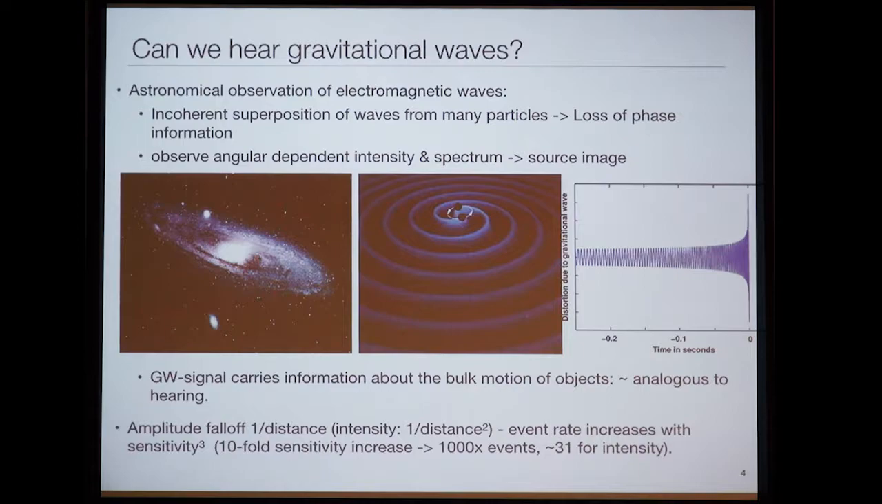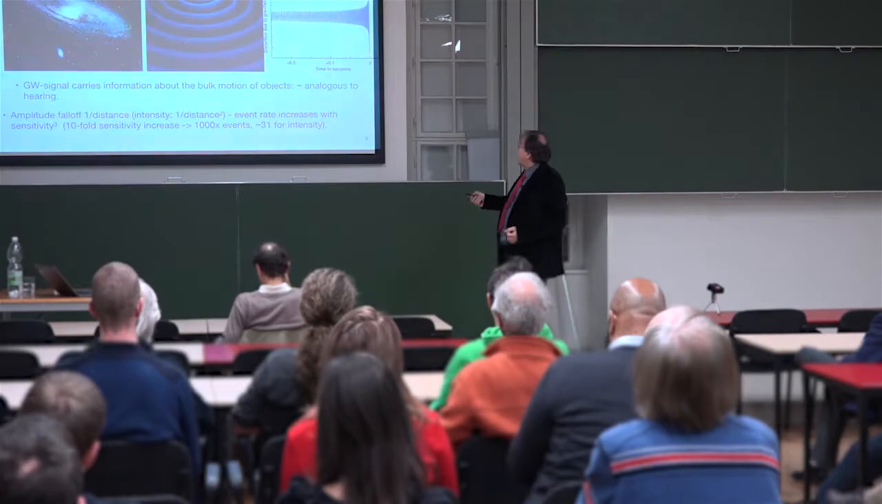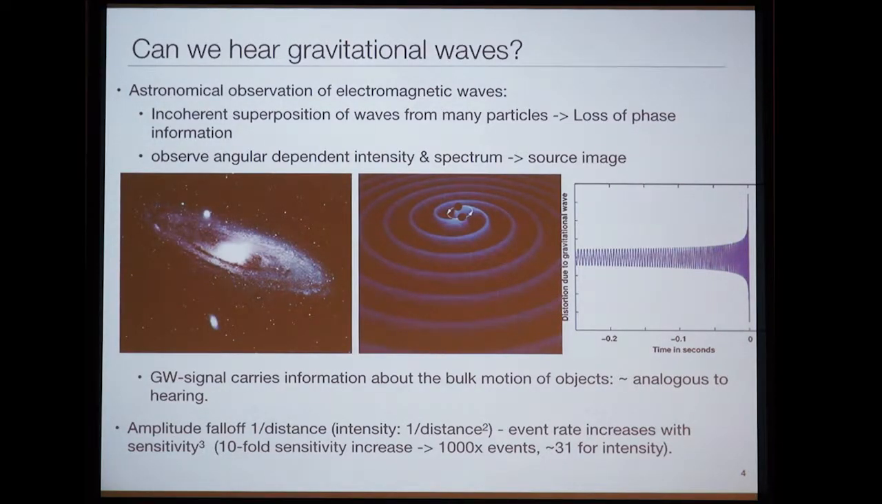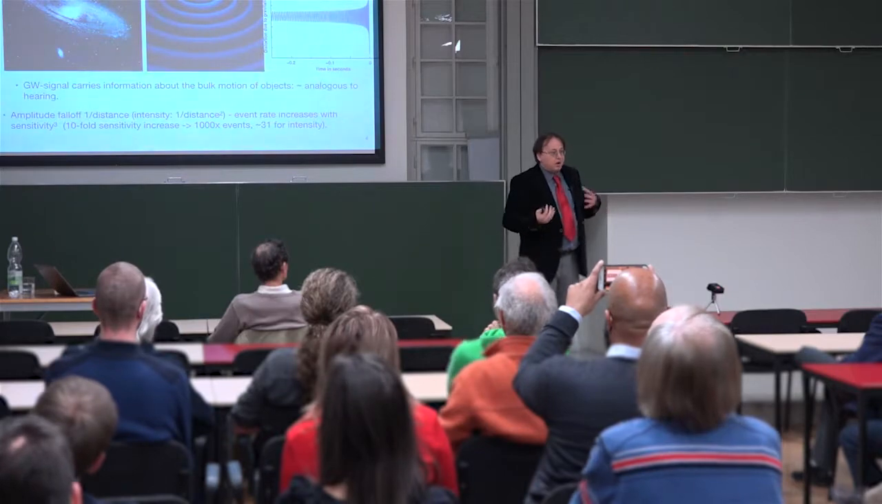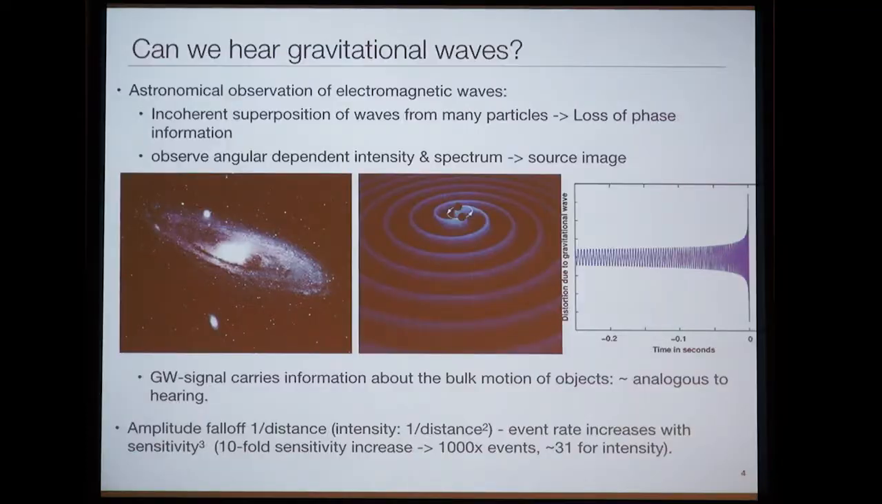However, gravitational waves rather give us information about the bulk motion of the object. For example, the motion of a binary system creates a coherent wave train, like what is suggested here, or here, how we would measure this in the detector. In many ways, this is more analogous to hearing than seeing, because you have this wave that you record with all the phase information. Also, because in this case you measure amplitude rather than intensity, the amplitude falls off like 1 over distance.